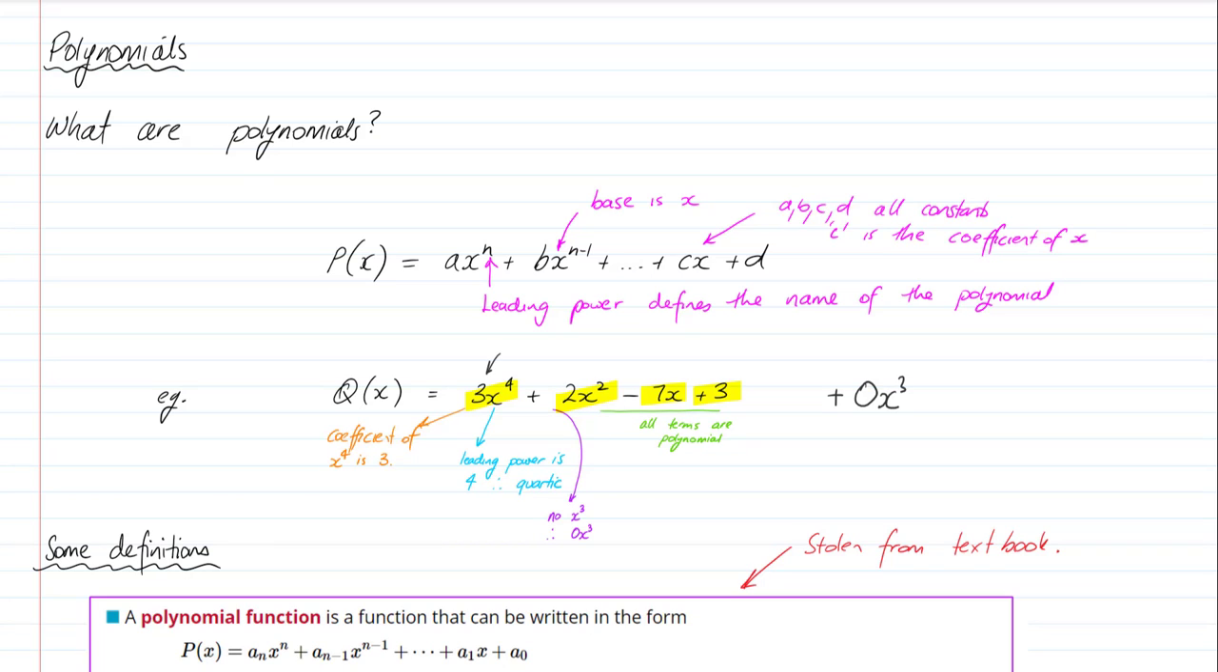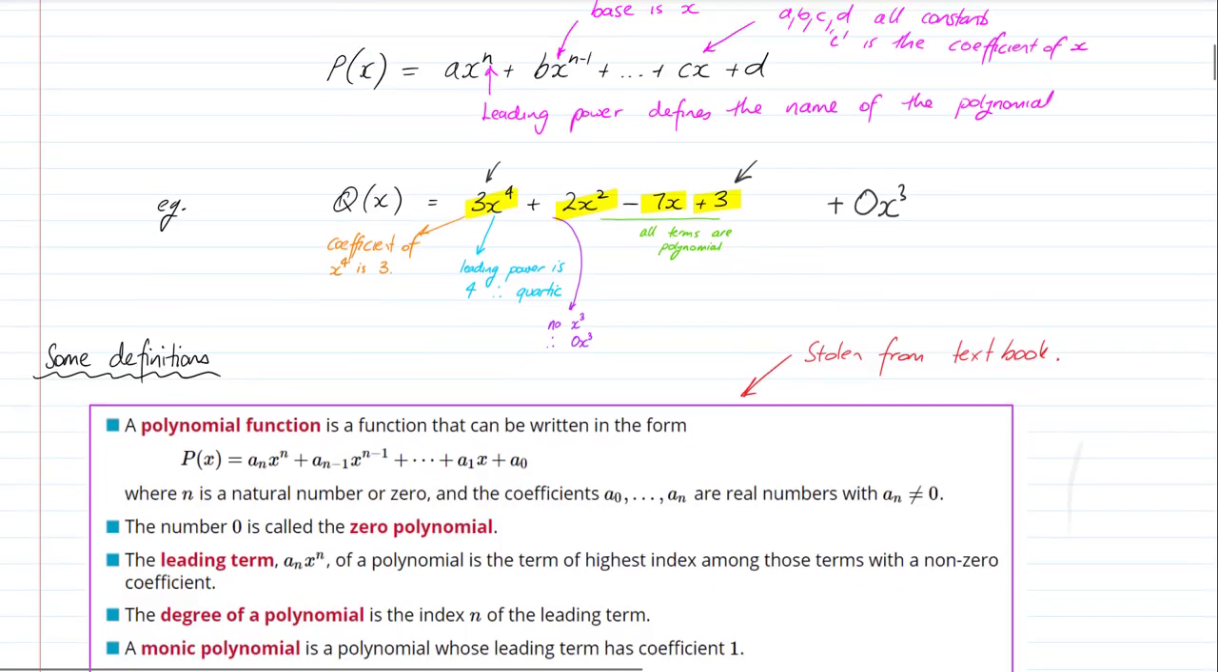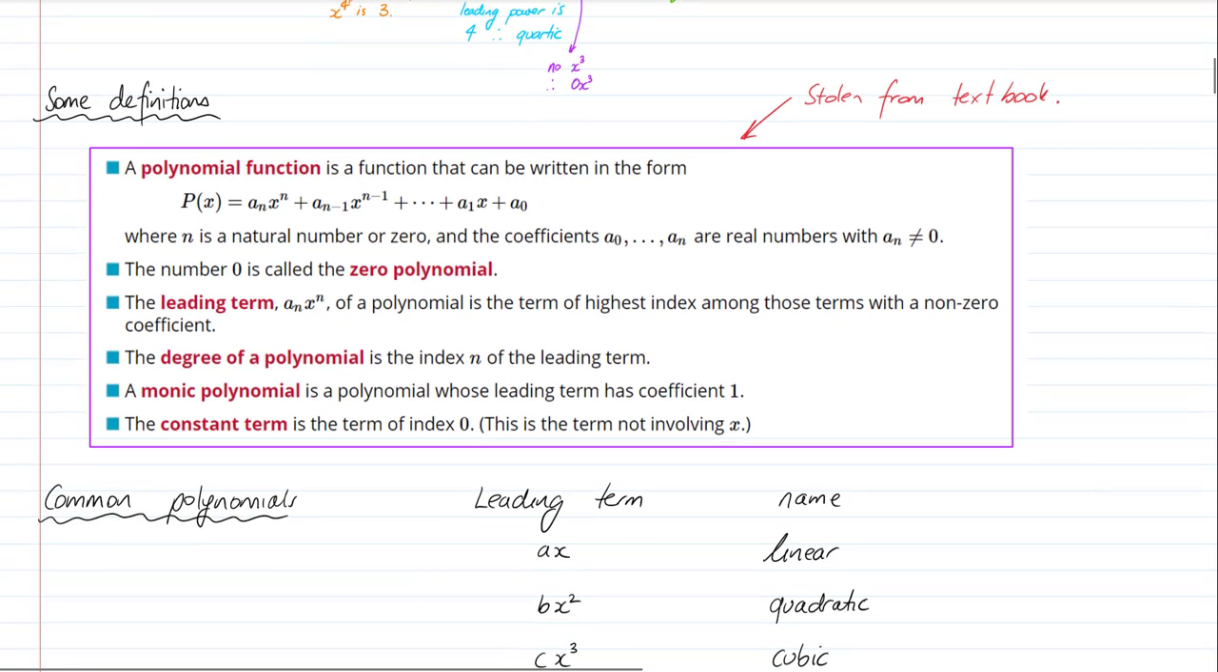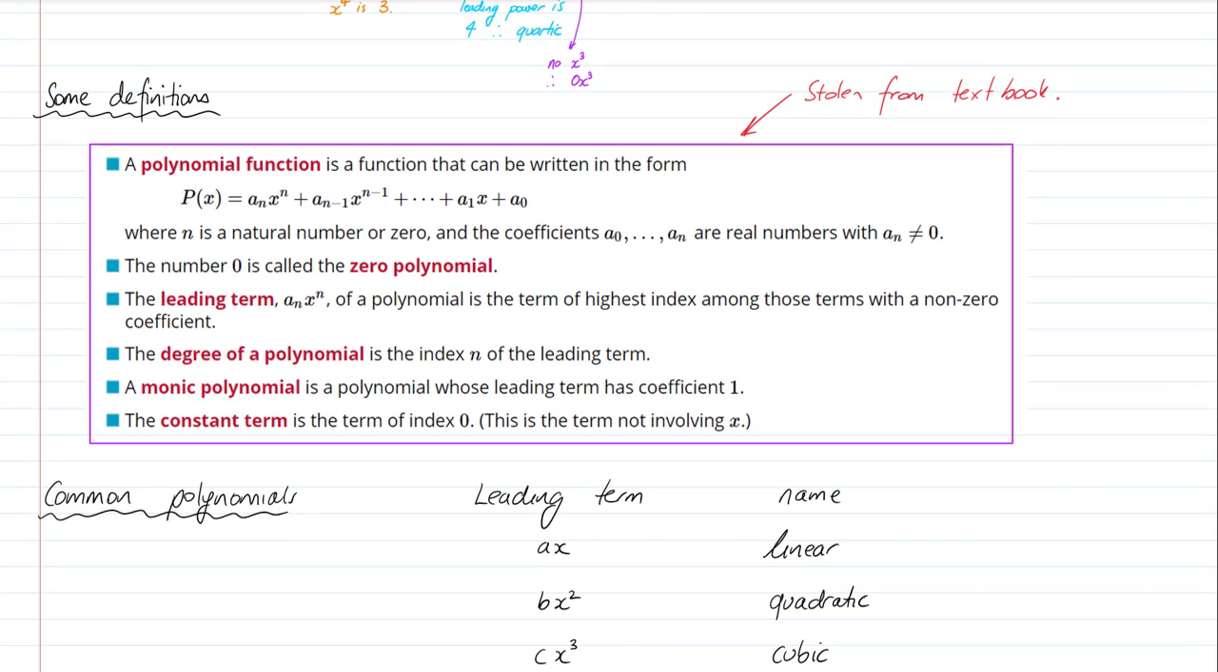So we have coefficients. The coefficient of x to the power of 4 is 3. That's just the number in front. We also have a constant term. So you'll see this plus 3 at the end is referred to as the constant term. And so that's our general structure of a polynomial. Now, I've just cut and pasted straight out of your textbook here. So go back and refer to this if you want, because there are, as you can see in red there, some important pieces of information.